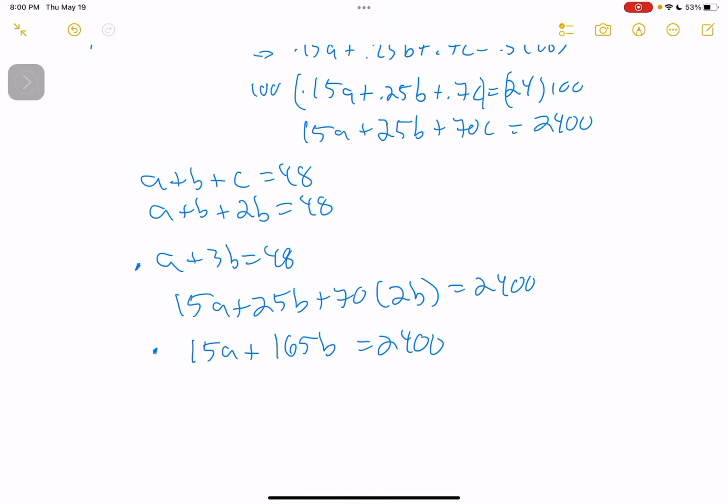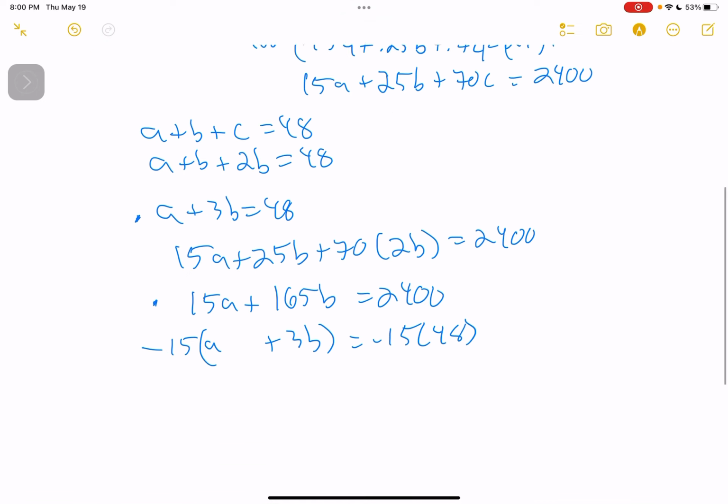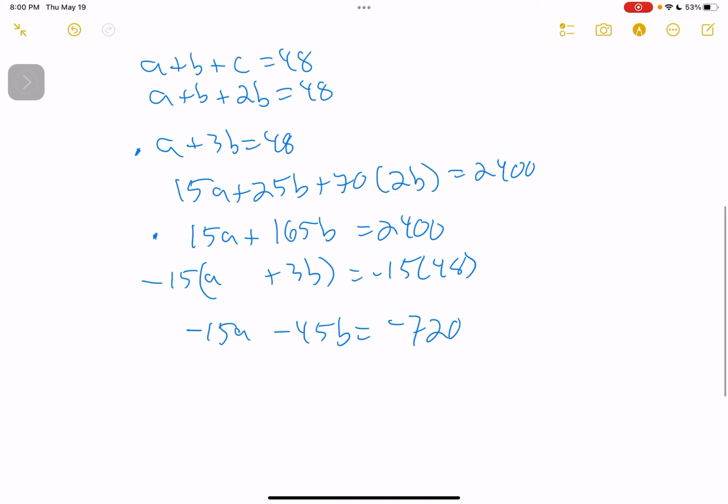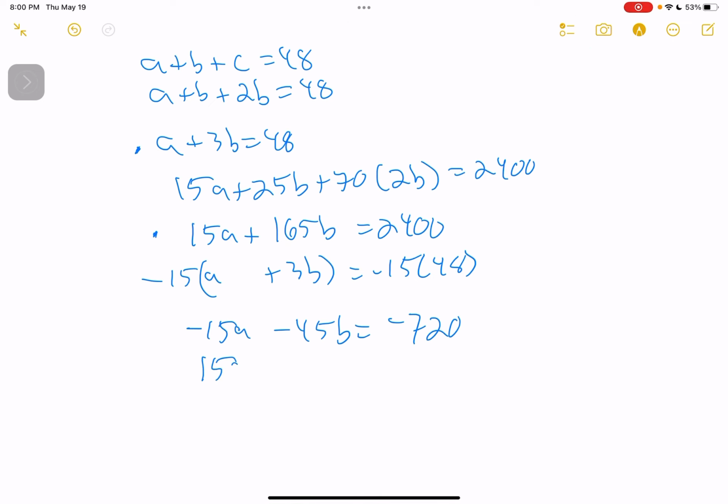So why don't we multiply the first one by negative 15. So negative 15 times the quantity A plus 3B is negative 15 times 48. So that's going to give us negative 15A minus 45B equals, let me get out my handy dandy calculator, negative 15 times 48. I have negative 720. And then the other equation I had was 15A plus 165B equals 2400.